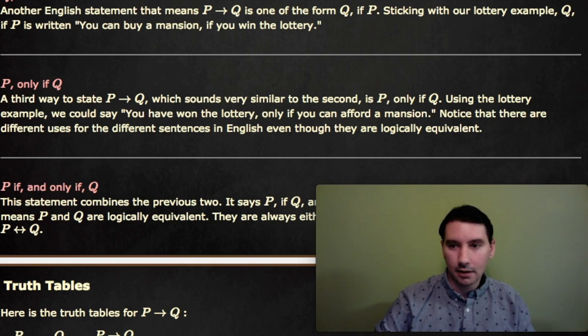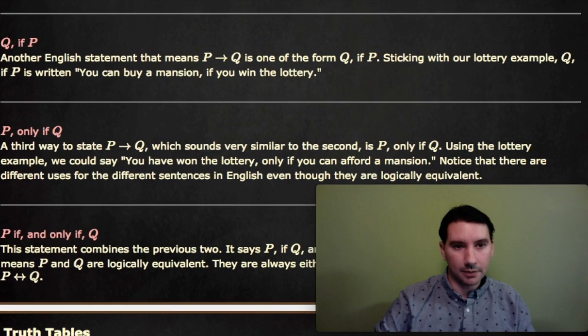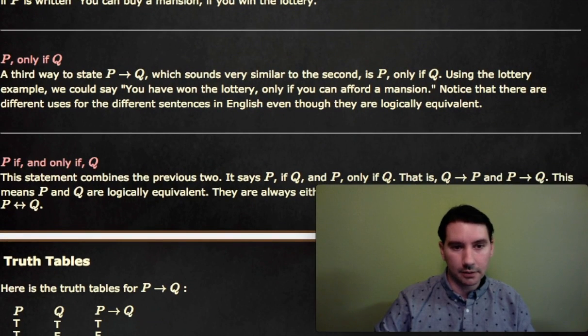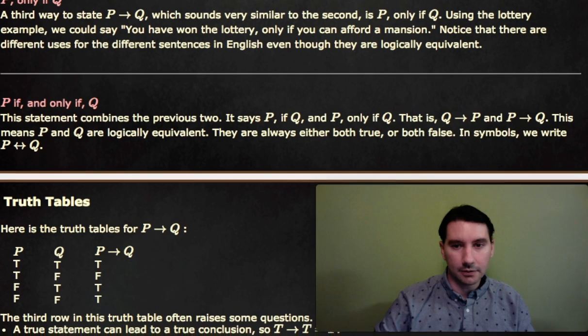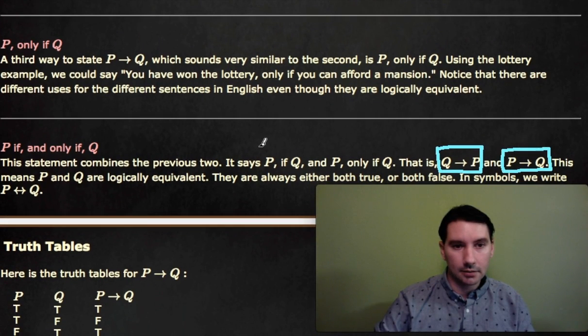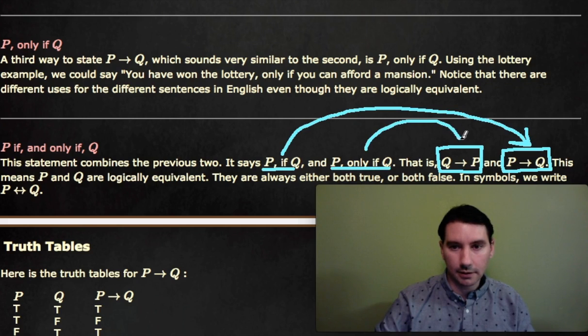And finally, because of the previous two statements, Q if P and P only if Q, we can combine the statements to P if and only if Q to mean something slightly different. This means both Q implies P and P implies Q. So the statement P if Q means that P implies Q. And the statement P only if Q means that Q implies P, which is the statement here.